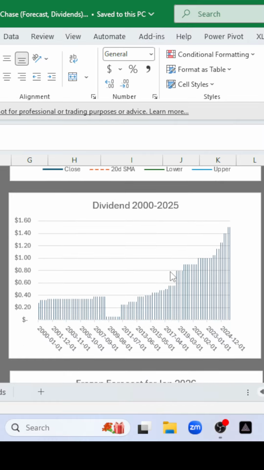Dividends, good news. We always like dividend good news. Something happened here in 2009, 2010, probably having to do with the 2008 markets. But here, starting again during the second quarter of 2011, we went from 25 cents a share up to $1.50 a share for the fourth quarter of 2025.